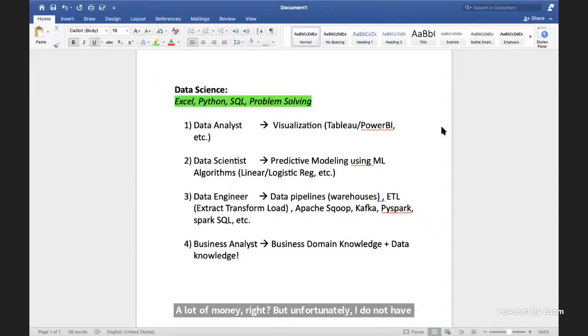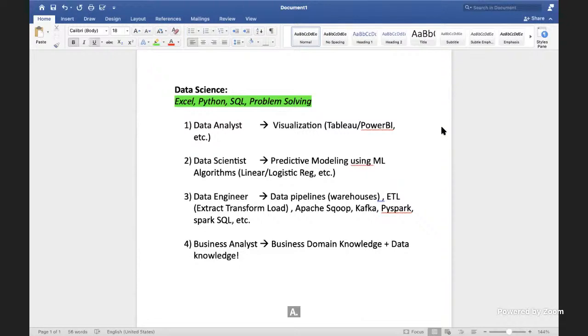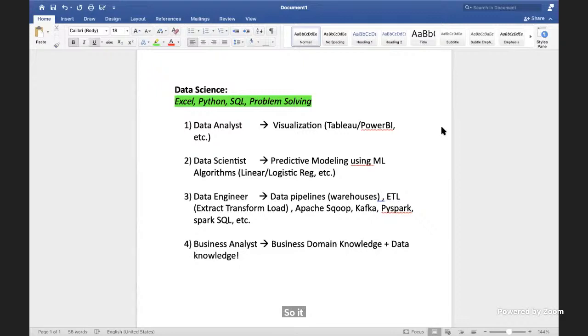For example, some service-based companies in India start paying you from 8 LPA. Some start from 5 LPA. Amazon starts from 16 LPA. Amazon is one outlier, but a lot of companies start around 6 to 8 LPAs, right? But a few companies start from 3 to 4 LPAs as well. So it depends where you crack an interview. It depends how you're going to sit in an interview and give answers. It also depends on the kind of role that you're applying for.